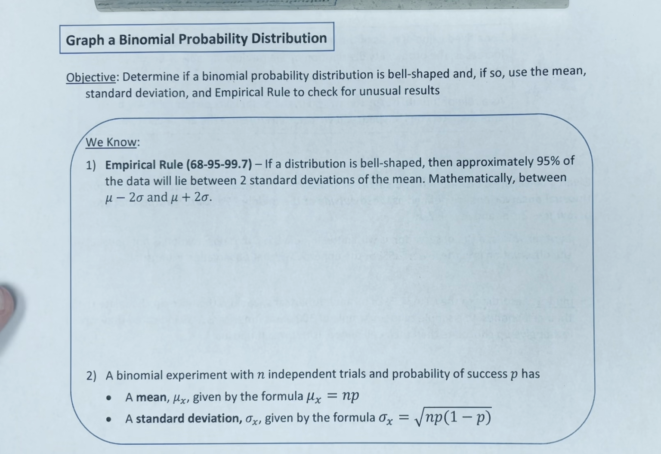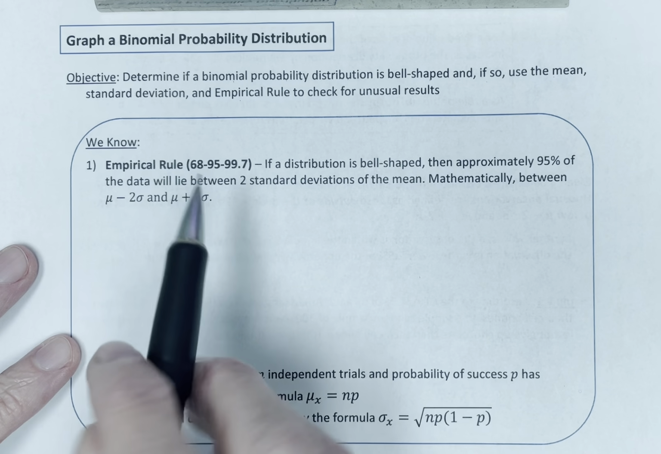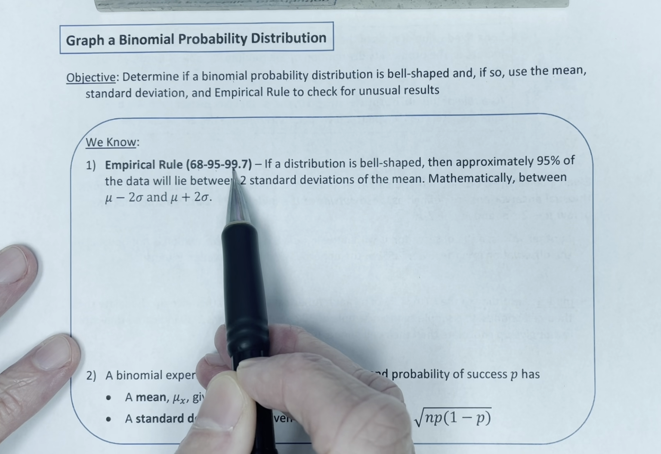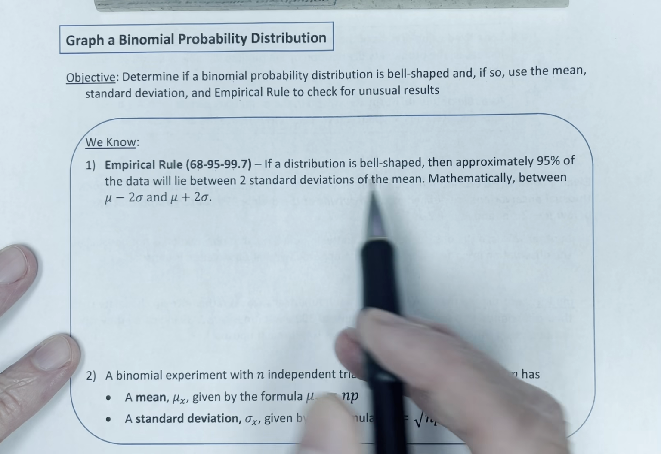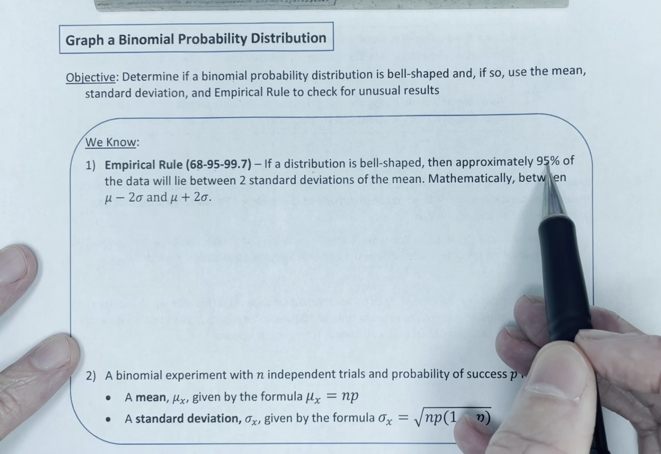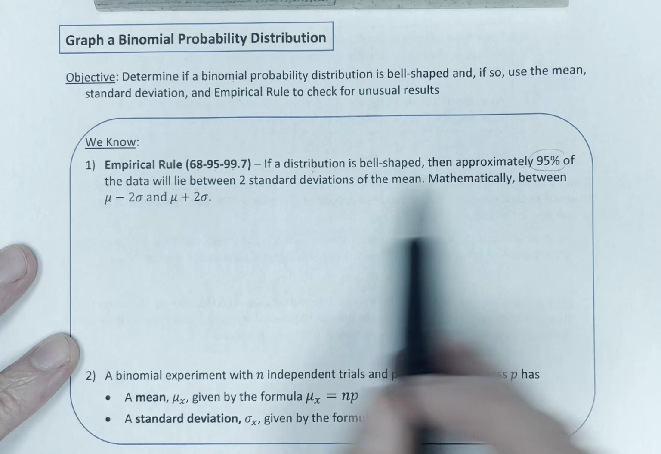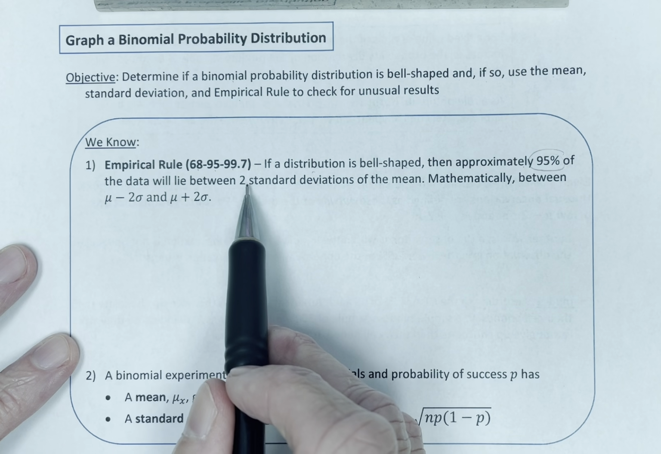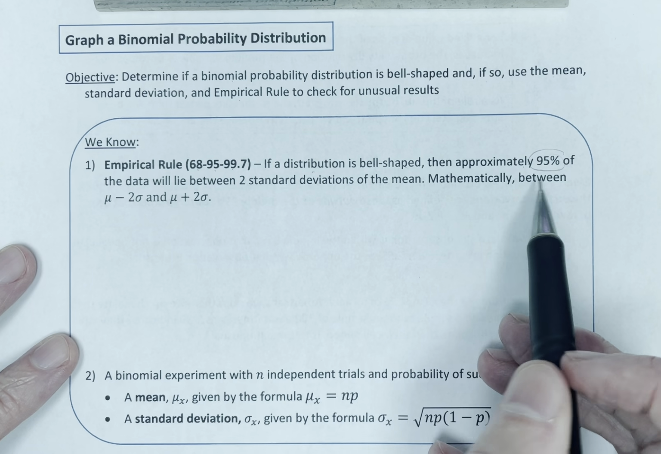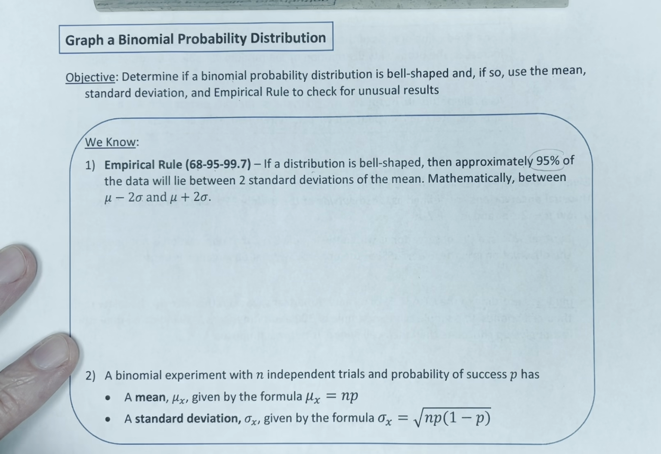So let's go back a little bit and remind ourselves of a couple of things. First off, the empirical rule, also known as the 68%, 95%, 99.7% rule. If a distribution is bell-shaped, then approximately 95%, and we're going to focus on the 95% in this lesson, of the data will lie within two standard deviations of the mean. Mathematically, between mu minus 2 sigma and mu plus 2 sigma.